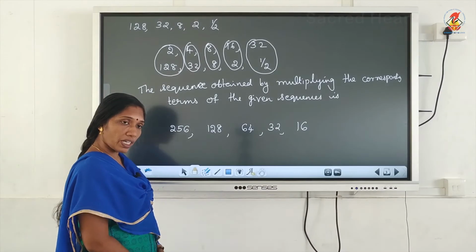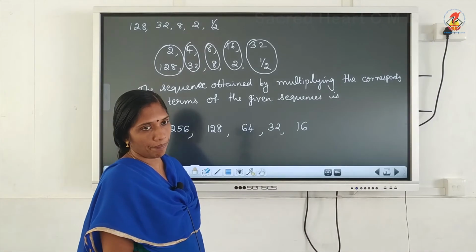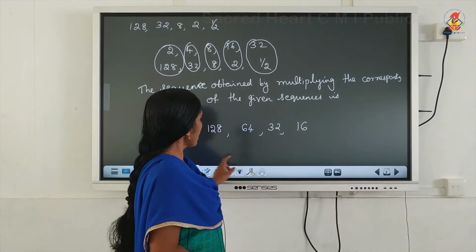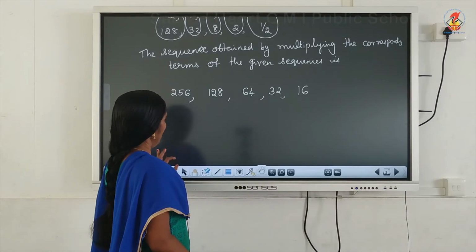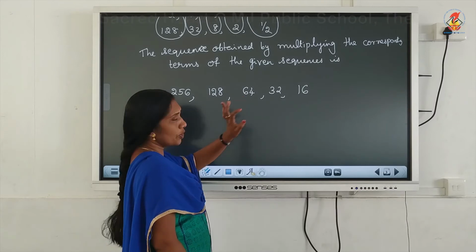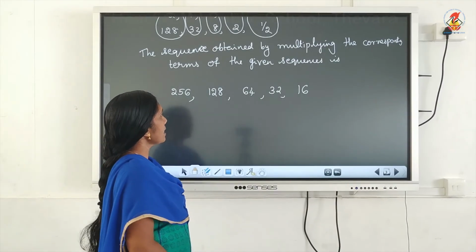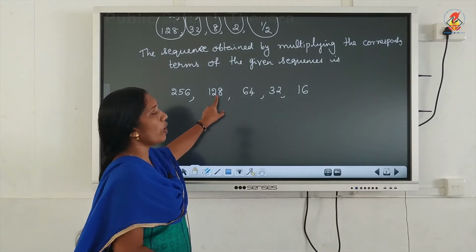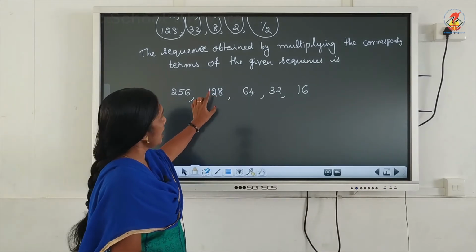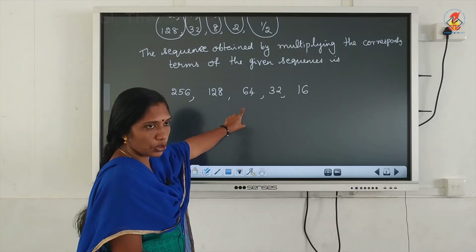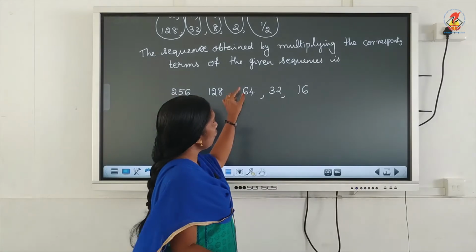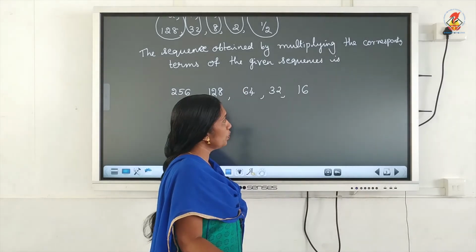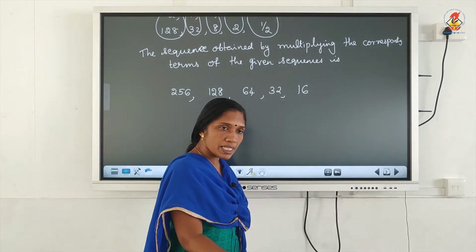And what we have to find? Its sum. So sum means we have to add everything. But here we have to use the formula. Don't add directly. Is it GP? 256 into 1 by 2 is 128. 128 into 1 by 2 is 64. 64 into 1 by 2 is 32. 32 into 1 by 2 is 16.